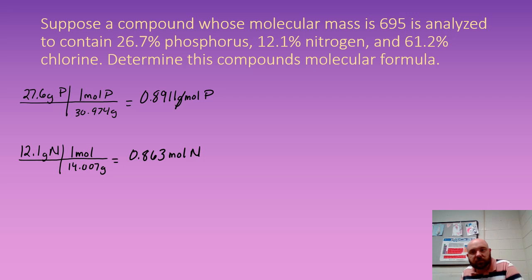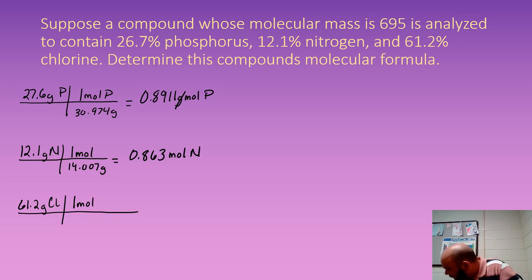And then for chlorine, we see a 61.2%, so we will convert that to grams. 1 mole of chlorine has a mass of about 35.453 grams. Once we divide 61.2 by 35.453, we see that we have about 1.73 moles of chlorine. Again, I will divide each of these by the smallest molar amount.